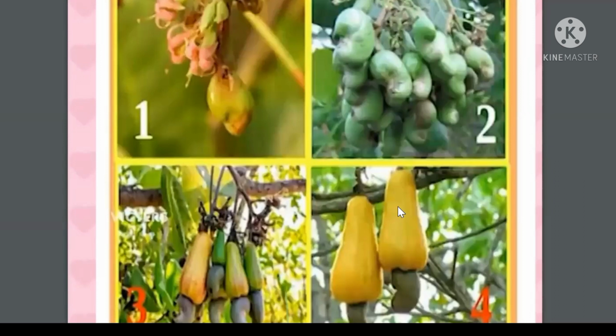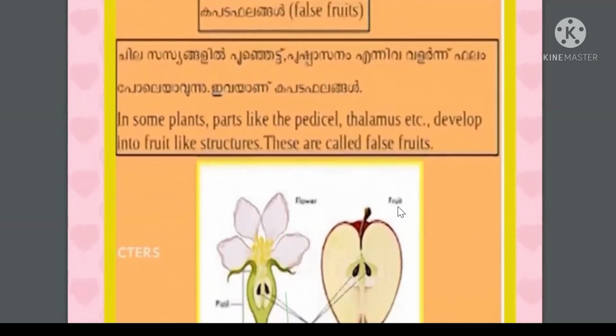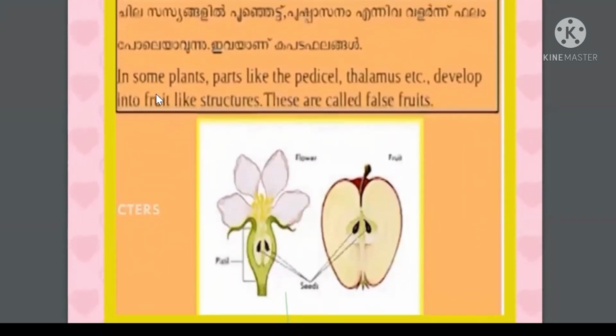So, what type of fruit is this? True or false fruit? Yes, you are right. False fruit. Because it forms from the pedicel. That's the reason why we call it a false fruit. Yes. Then can you define false fruit? What are called false fruits? In some plants, parts like the pedicel, thalamus, etc. develop into fruit-like structures. These are called false fruits.